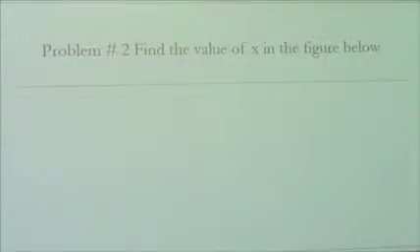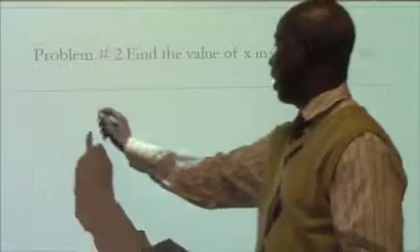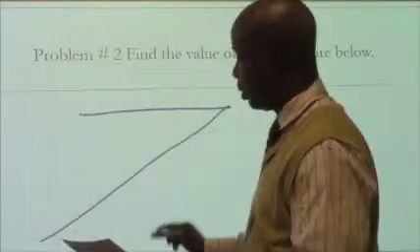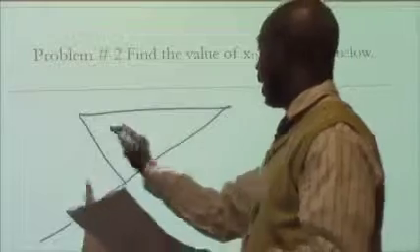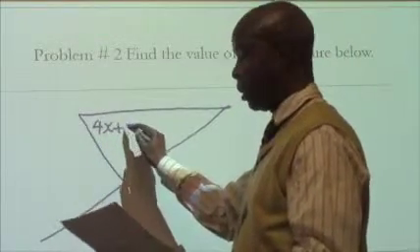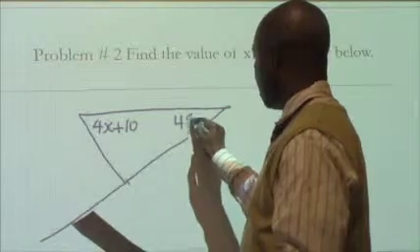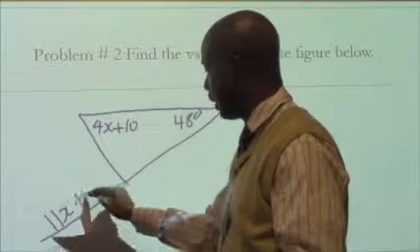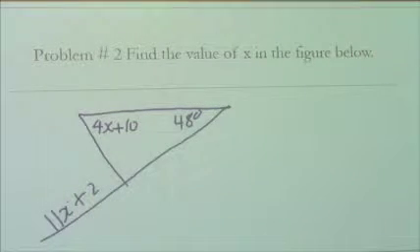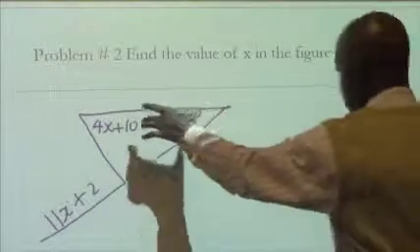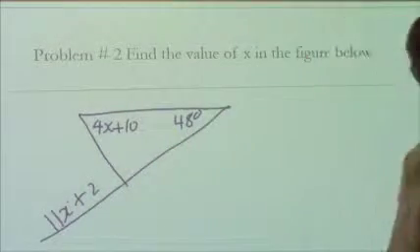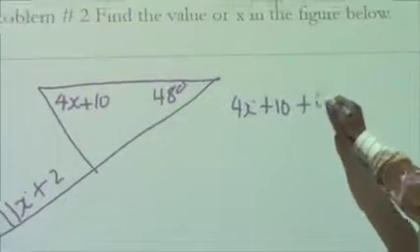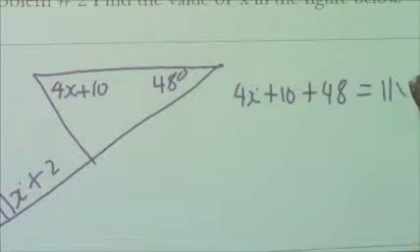Same way. It says find the value of X in this diagram. So here's what we have in this figure. I have this angle to be 4x plus 10, and I have this angle to be 48 degrees, and I have this to be 11x plus 2. So clearly we see here that we're given the measure of two interior angles. So the sum of these two angles must be equal to the exterior angle on the other end.